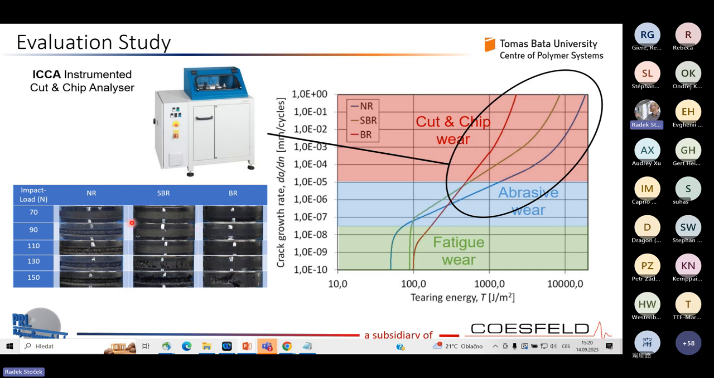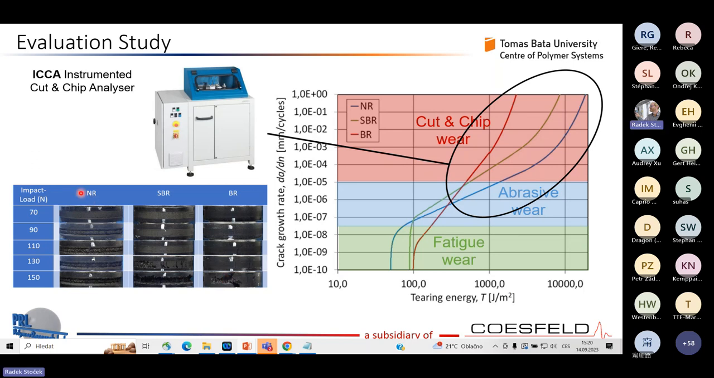SBR, up to some middle loading, there is no cut-in chip, and then it starts rapidly. And for the BR, over a very broad range of applied loading, nothing happens. However, when it starts, it will be destroyed immediately. It's visible here with one first shot or impact. The sample is totally broken or chunked out totally.